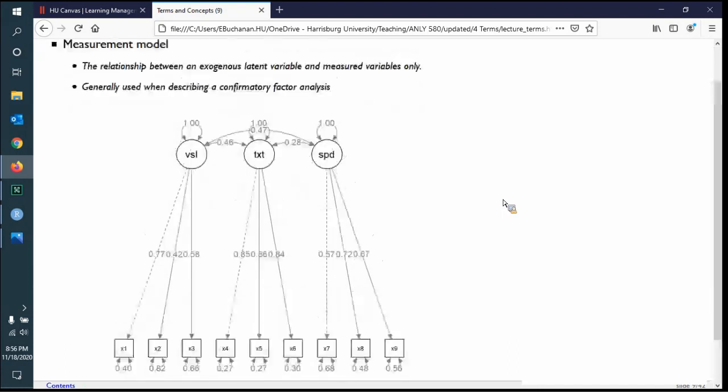And so CFA, remember, is often a second step after EFA, exploratory factor analysis, to confirmatory factor analysis. So you can imagine these three scales, visual, textual, and speed, being subscales on an EFA that are measured by these three items each. And so what we see is that this is called the measurement model because it's our indirect measurement of those latent variables.